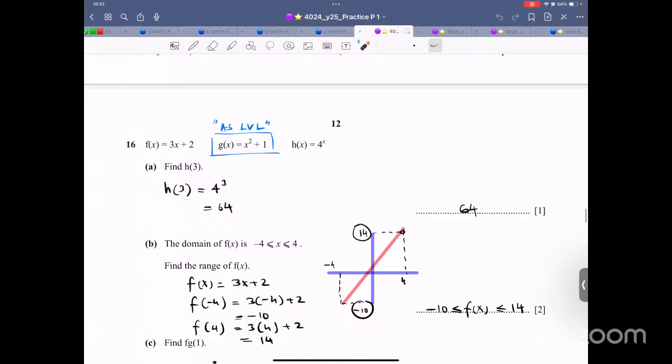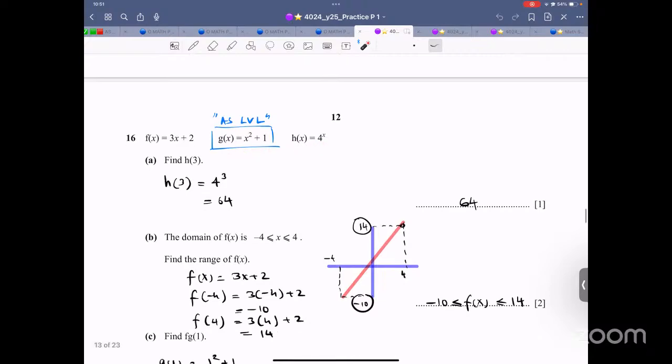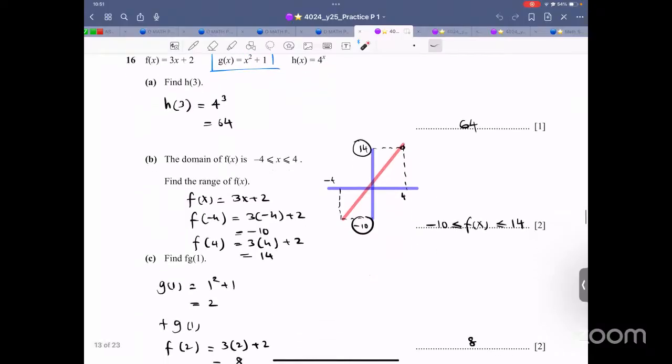Another nice question. f(x) is 3x plus 2. g(x) is x squared plus 1. h(x) is 4 to the power x. Find h of 3. So h of 3, just plug in the value: 4 raised to the power of 3, which is 64. The domain of f(x) is this much. Find the range of f(x).